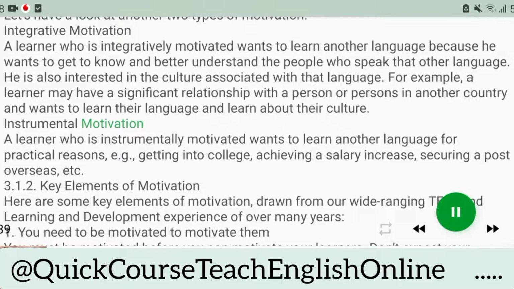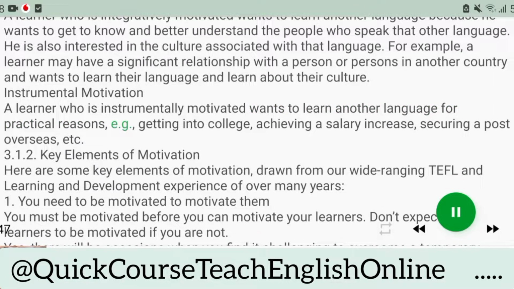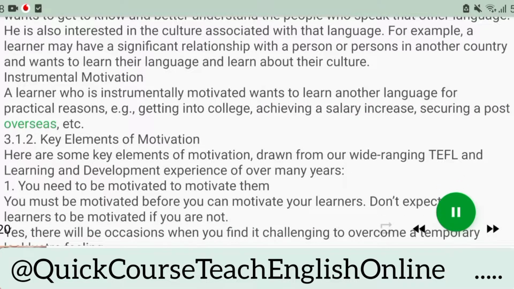Instrumental motivation. A learner who is instrumentally motivated wants to learn another language for practical reasons, e.g., getting into college, achieving a salary increase, securing a post overseas, etc.